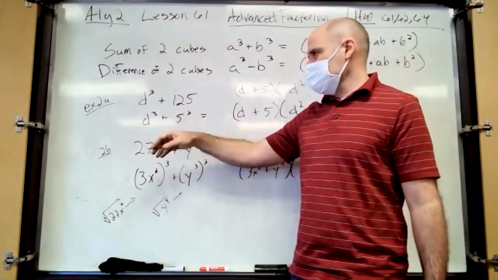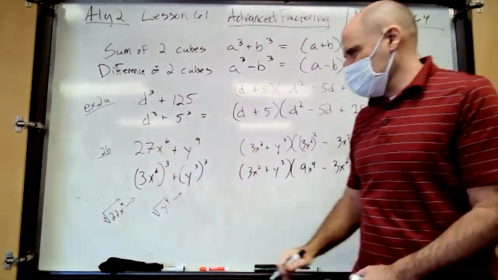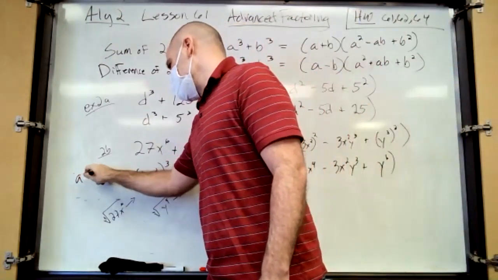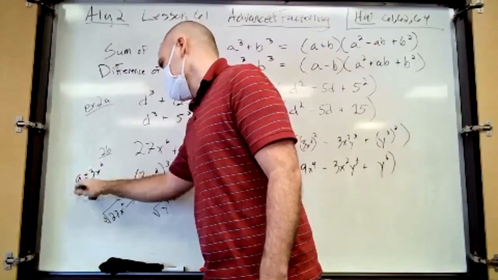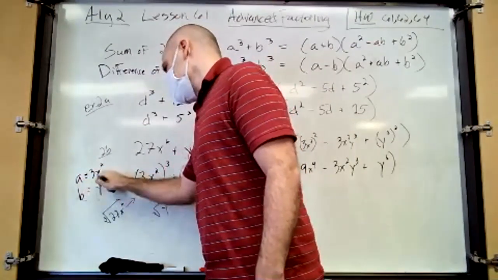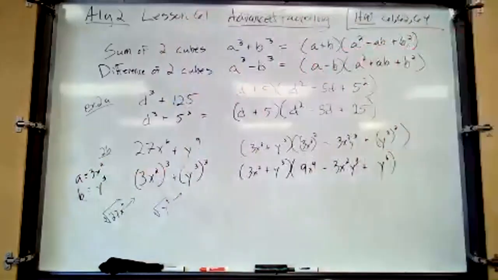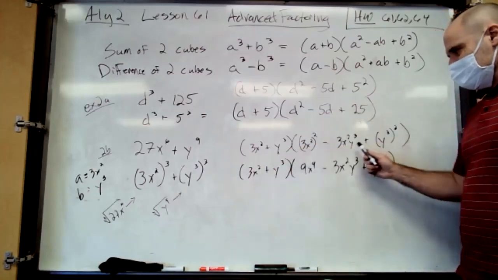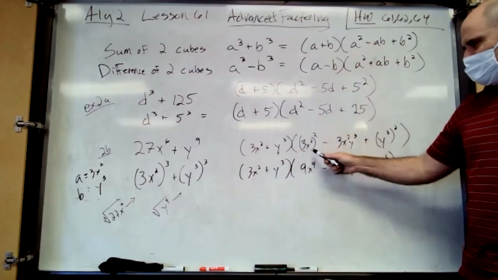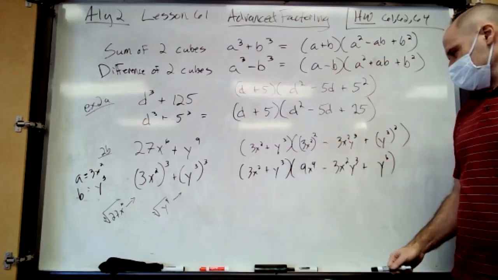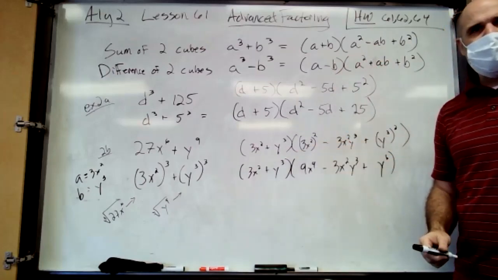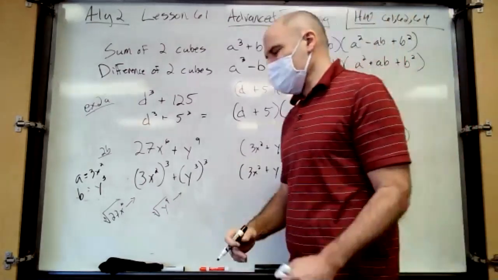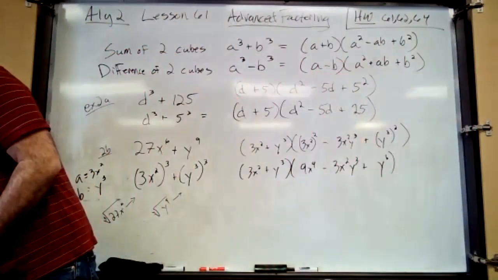Okay, so it might be helpful to say A equals 3x squared, B equals y cubed. So A is the cube root of whatever that first term is, and B is the cube root of whatever the second term is. So now that you have your A and B, you can just plug it in. All I did was plug it in there, and then I cleaned up the parentheses. Did you get that before I did? Okay. So that was a slightly more complicated one.